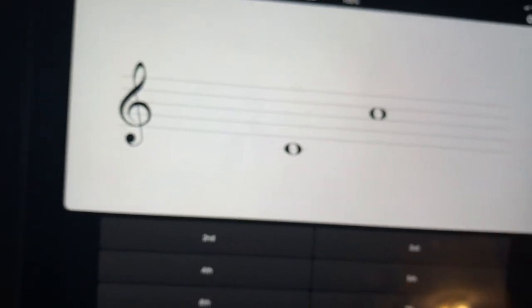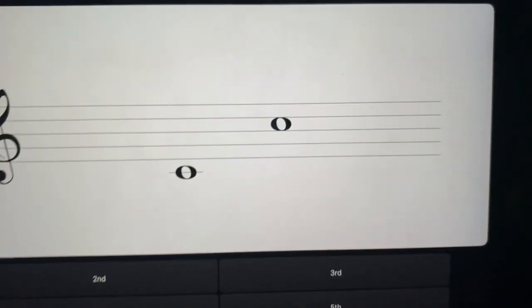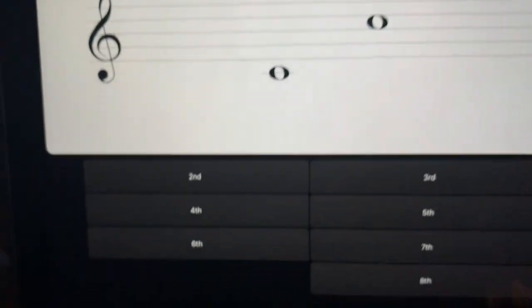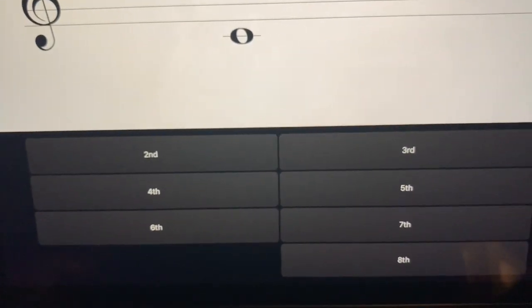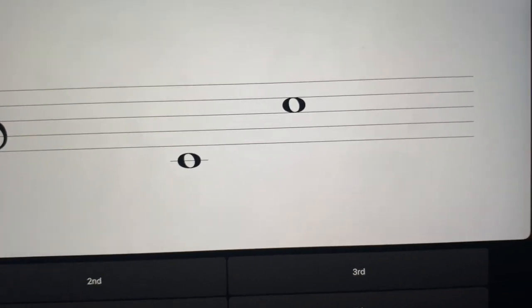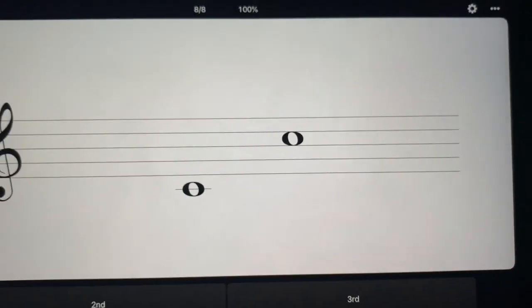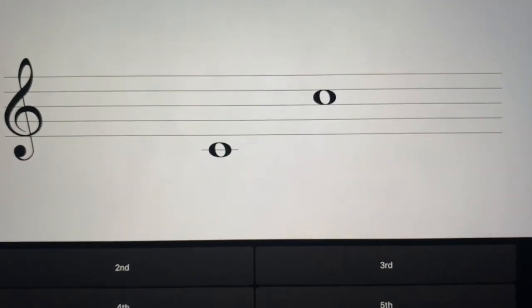So yeah, again, guys, today we learned about identifying what are called generic intervals, okay? If an interval is considered generic, it just means that it's going by a number and nothing else. There's no other word in front of it like major or minor or perfect or augmented or diminished, okay? And again, this is all stuff you should have learned in Theory 1.